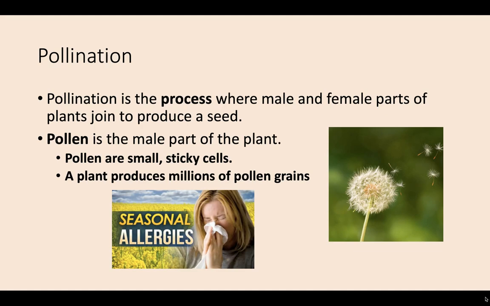If you go for a walk in the river valley, you see these big white fluffies. Those are the pollen. It's small, sticky cells, and a plant produces millions of pollen grains and releases them often into the air or with the help of pollinators that we'll talk about shortly. So if you have seasonal allergies in the springtime, that's what that is, the male part of the plant.